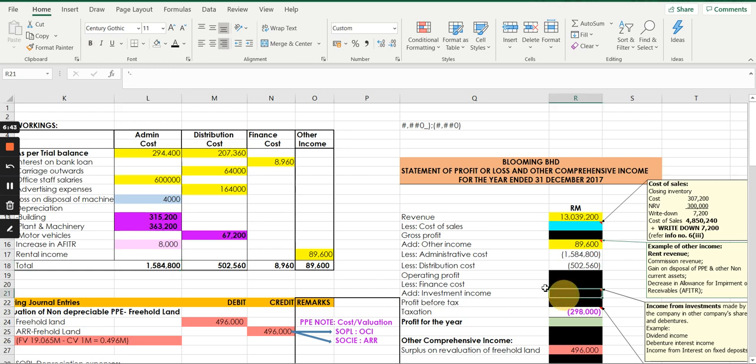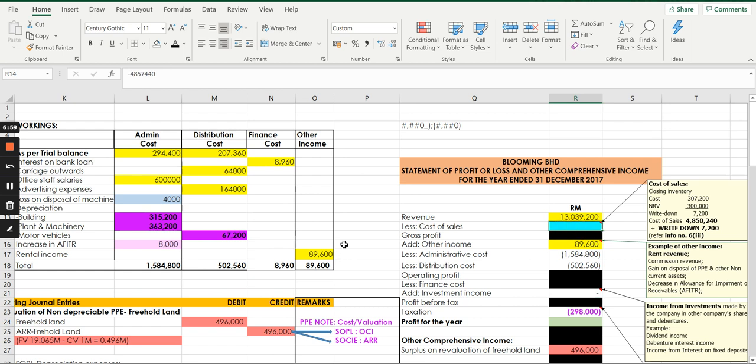And for the investment income for this question, there is no investment income. Investment income is the income that the company makes from other companies' shares or debentures, right? You can check the little note that I have there. This figure, by right, you should get that.